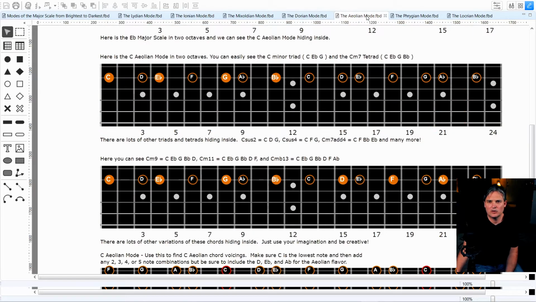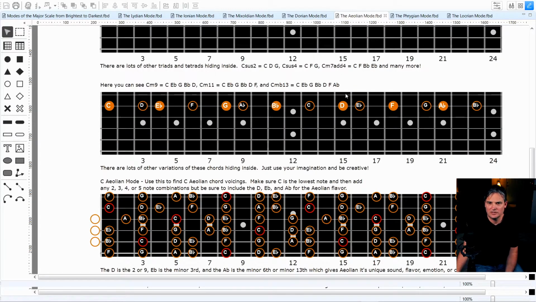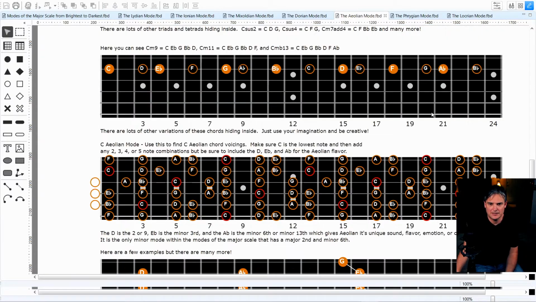All right, moving right along, we've got the Aeolian. Okay, the Aeolian mode. Inside the Aeolian mode, we have a minor triad because we have the root, the minor third, and the perfect fifth. Then we also have a minor 7th inside the Aeolian mode. And then down below we have the extensions, C minor 9, C minor 11, C minor flat 13, because remember the Aeolian mode has a flat 6 or a flat 13.